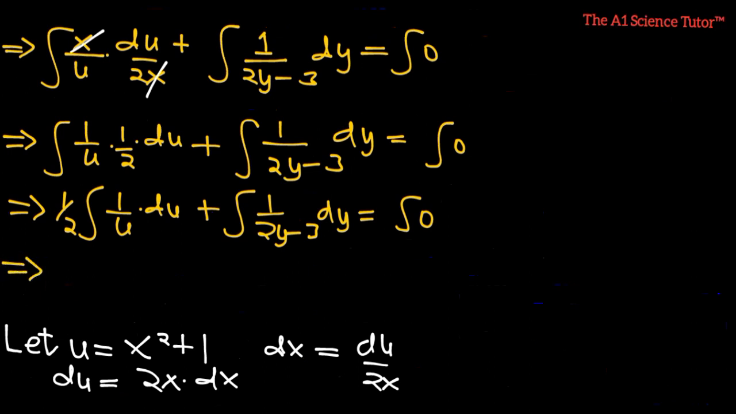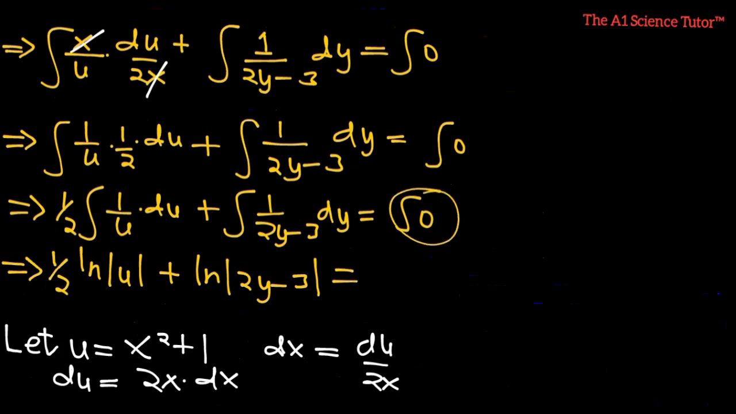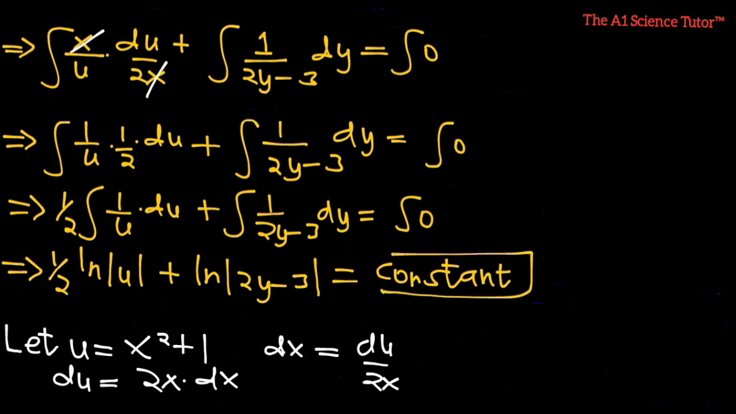Now the next thing we need to do is integrate it right away. What is going to be the integral of 1 over u? Basically, that is going to give us ln absolute u. This is going to give us ln absolute 2y minus 3. And over here, we have the integral of 0, so that is a constant. Now, you should know that integral is also called an antiderivative. So that should basically be the antiderivative of a constant.